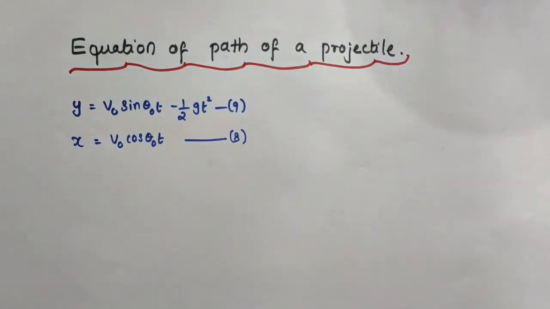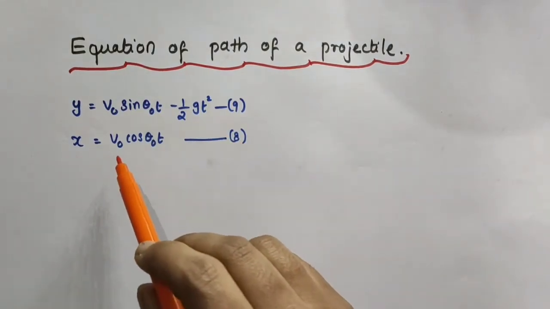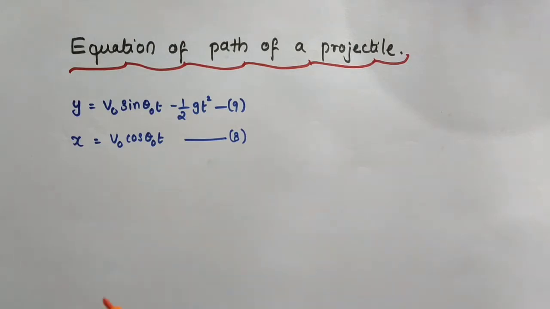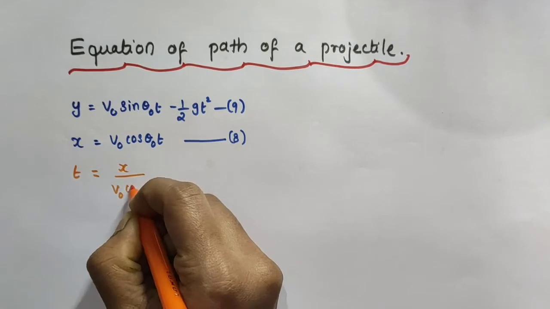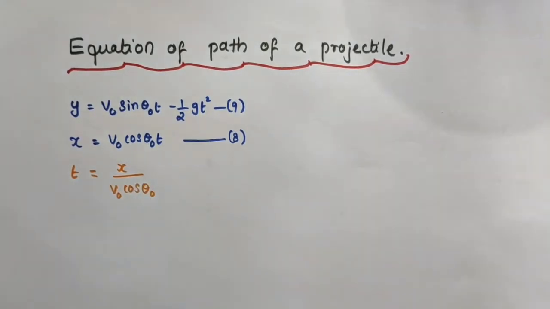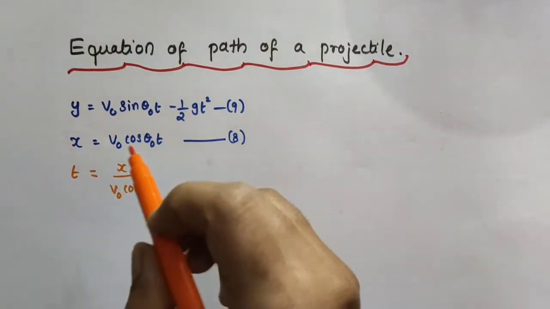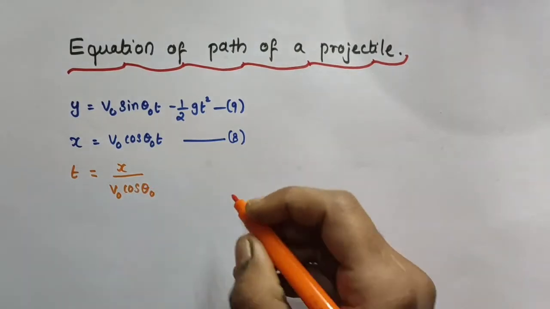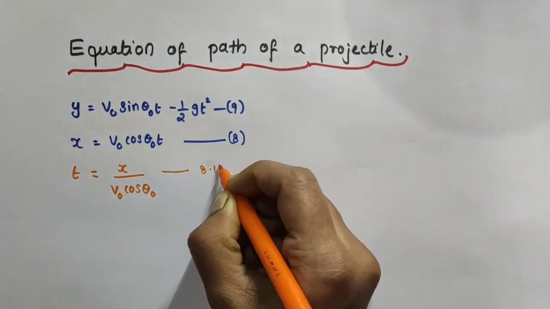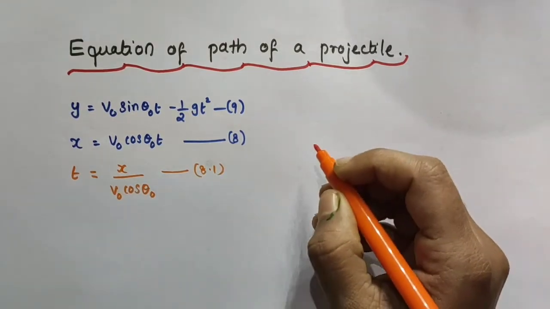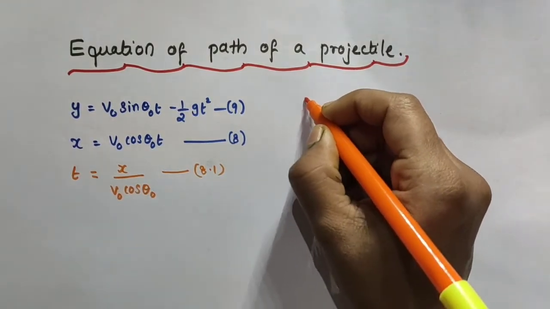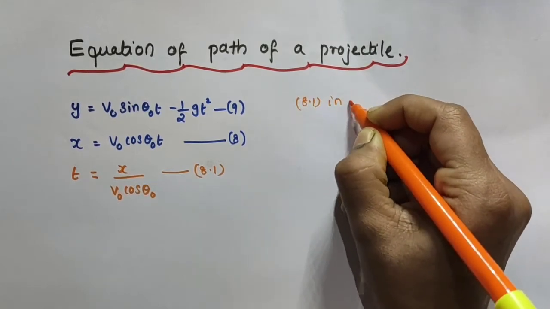Now you see from equation number 8, we can write one expression for the time. We can write t equal to x divided by v0 cos theta 0, and I am taking this as equation 8.1. Now I am going to apply this equation 8.1 in equation 9.